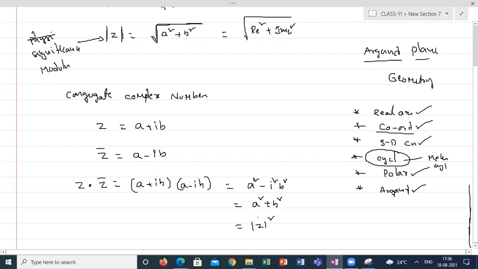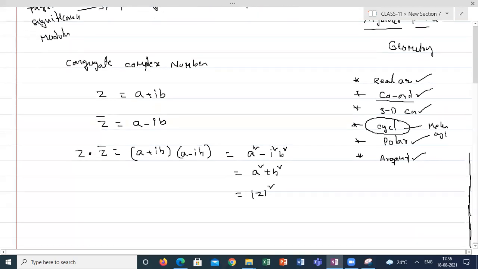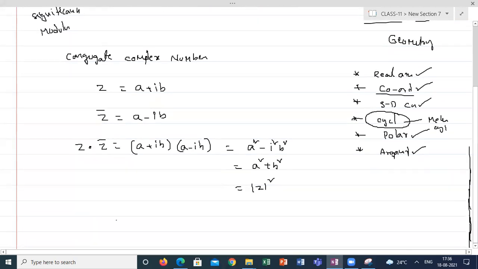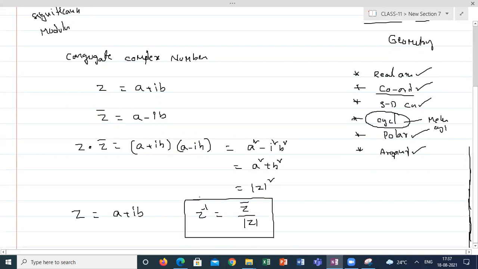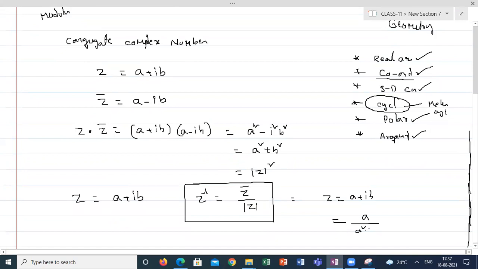The purpose of the conjugate complex number is that it is useful to calculate the inverse of a complex number very easily. Suppose z is a complex number a plus ib, its inverse is how much? I can write z bar by mod z square. You can remember yesterday we discussed the inverse of a complex number. If z is equal to a plus ib, its inverse is a by a square plus b square minus i into b by a square plus b square.